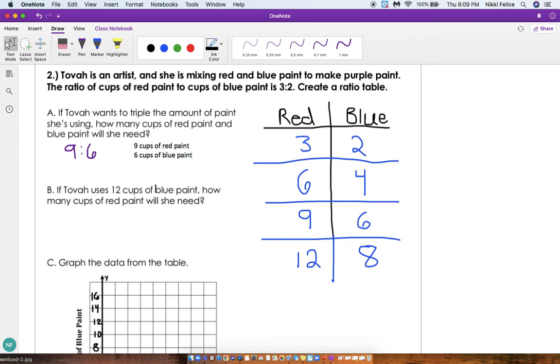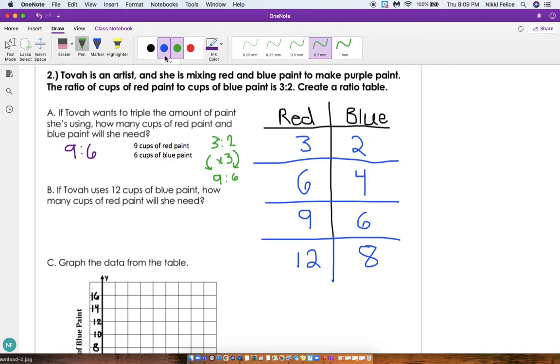I could have also gotten that answer by taking this ratio, 3 to 2, and multiplying both sides by 3, because we're tripling it. And that would have also given me the ratio 9 to 6. Part B: If Tova uses 12 cups of blue paint, how many cups of red paint will she need?